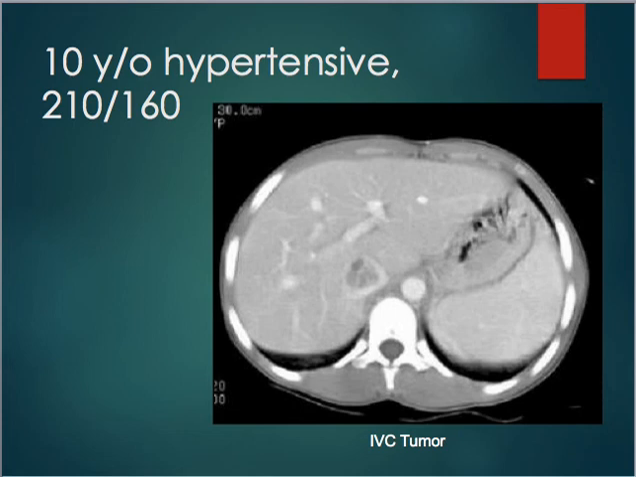This is a 10-year-old patient that has an IVC tumor. IVC stands for inferior vena cava. This patient is 10 years old and they have severe hypertension, which is high blood pressure. So their blood pressure is 210/160. So right here is the tumor, the IVC tumor.